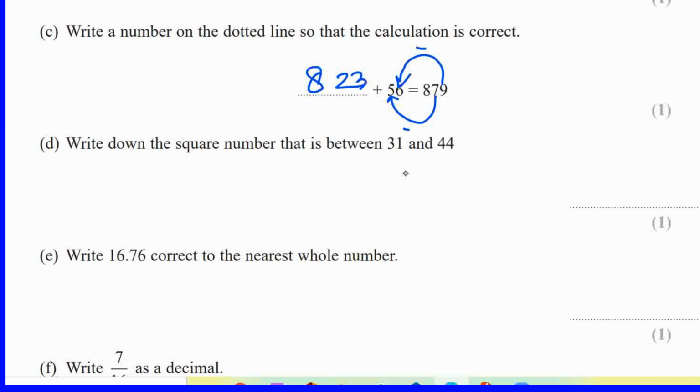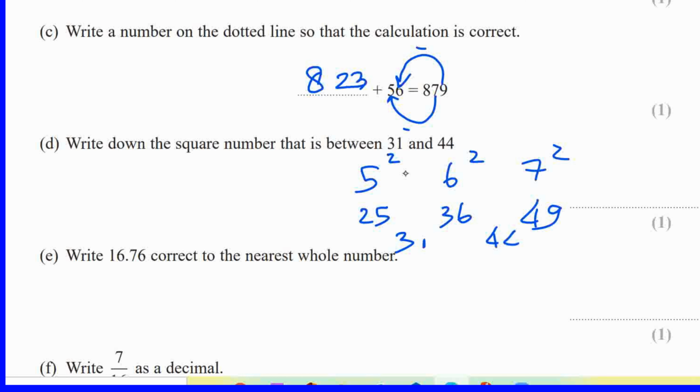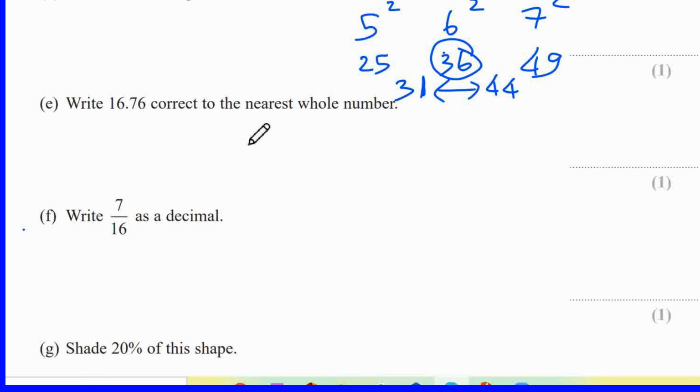Now number D, write down the square number that is between 31 and 44. As we know, 5 squared is 25, 6 squared is 36, 7 squared is 49. The one that is between 31 and 44 is 36. So the square number is 36. Number E, write 16.76 correct to the nearest whole number. Since this is 7, it's greater than 5, so we have to add 1 to 6. So 6 plus 1 is 7, so it should be 17.